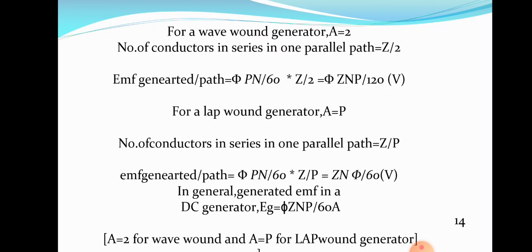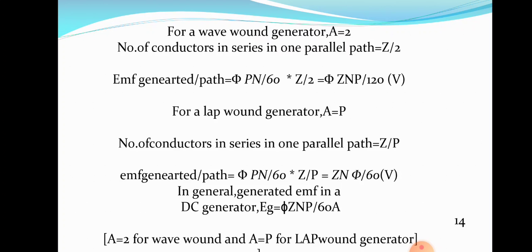So we studied that the average EMF generated per conductor is equal to φPn by 60. So EMF generated per path is equal to φPn by 60 into Z by P, which is φZn by 60 volt, since P cancels. In general, generated EMF in a DC generator is equal to φZn by 60 into P by A, or φZnP by 60A, both are the same.